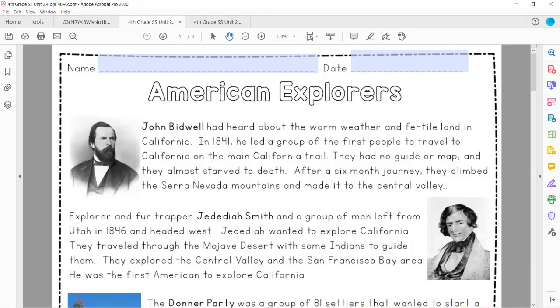Hello, fourth grade. We're going to be starting American Explorers and then Missions for Unit 2. We're in Part 4 of Unit 2.